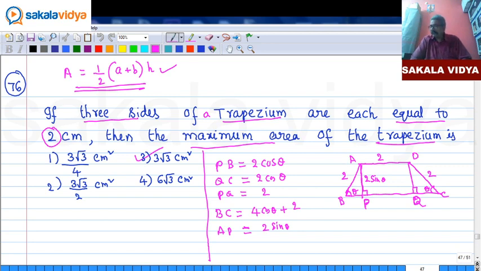In the morning session we have completed the problems on maxima and minima, and still we need to complete this chapter today, so that tomorrow we can start a new chapter.